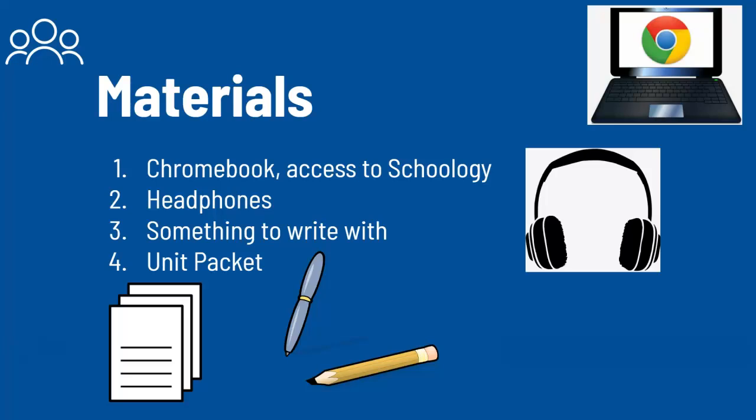You need to make sure you have these things with you. You should have your Chromebooks. You should have access to Schoology, and you should have that working right away. You'll need some headphones, something to write with, and your unit packet. Please try not to lose them, especially when you've invested and done some work on it. It sucks to lose it and then have to start over because you want credit for what you've done.